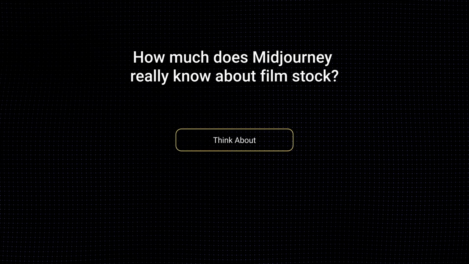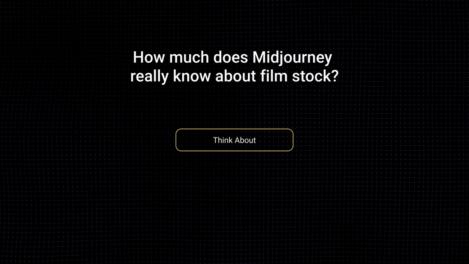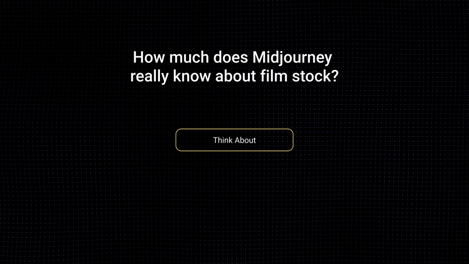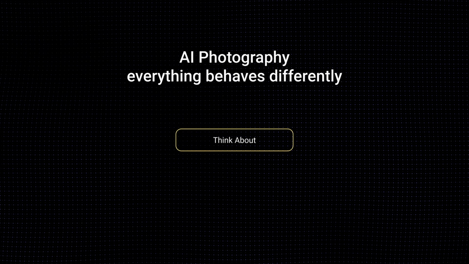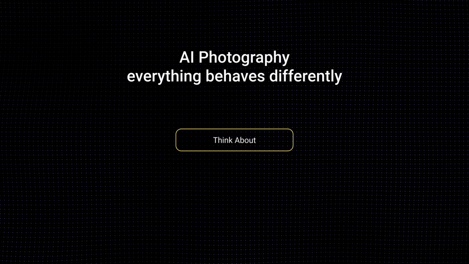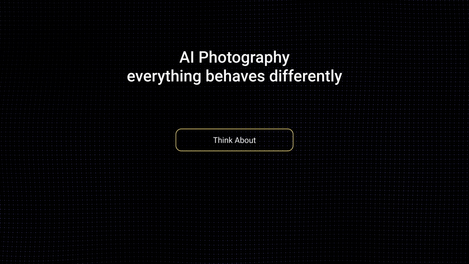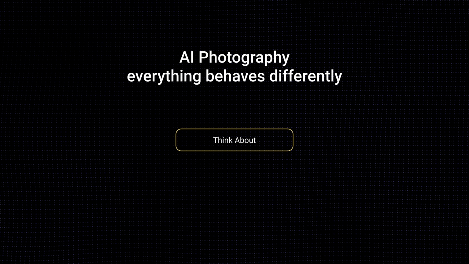How much does Midjourney really know about film stock? We have to ask ourselves, does specifying a film stock modify the color palette of the image as it would in a traditional camera, or does specifying a specific type of film influence the composition of the image itself? This is AI photography. Everything behaves differently than film photography or even digital photography.